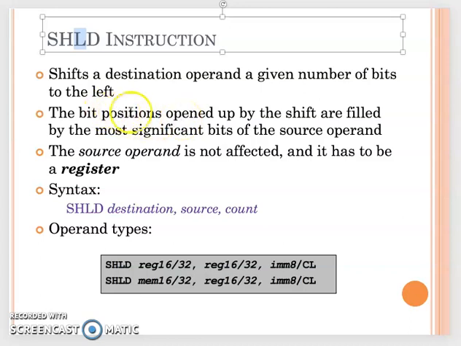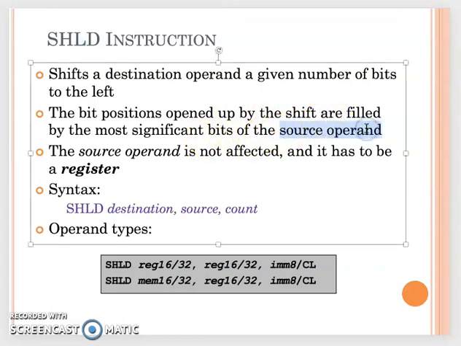Before, we only used 0 to fill up the open bit positions. But now when you use SHLD, the open positions will be filled by the most significant bits of the source operand. So whenever you have open space, the source operand fills it one by one. The source operand is never affected. It's just a value to refer to, and it has to be a register.